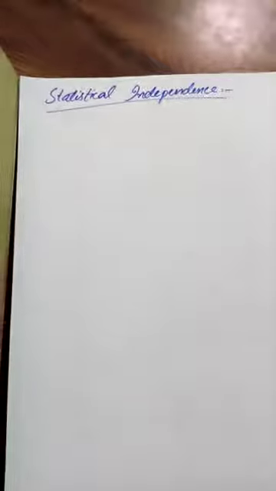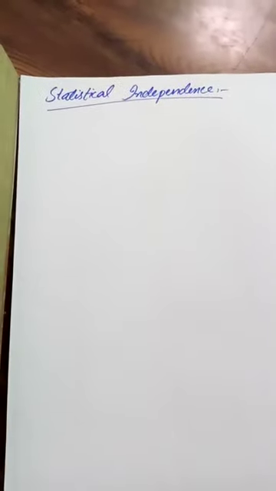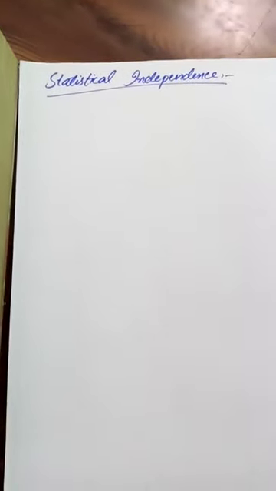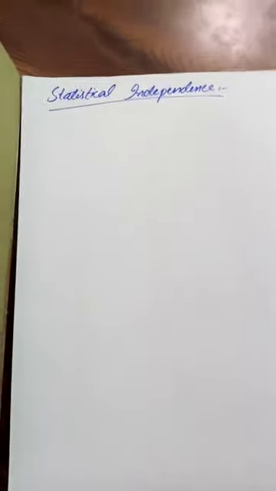Now if you have a joint probability distribution given, then given just that joint probability distribution, how can you check if the two variables are independent or not? So we have a procedure for that.